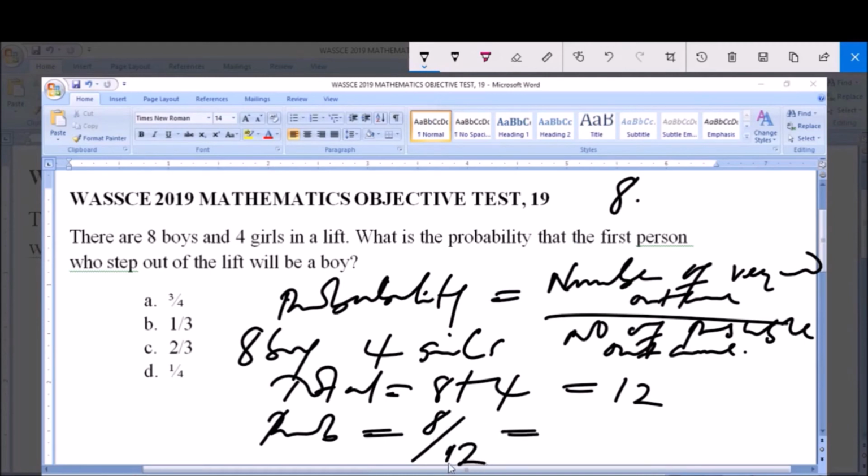Now you simplify, you look for the common factor. 8 divided by 4 will give you 2, and 12 divided by 4 will give you 3. So the probability that a boy steps out in this particular question is 2/3, and that's option C. Option C is the correct answer.